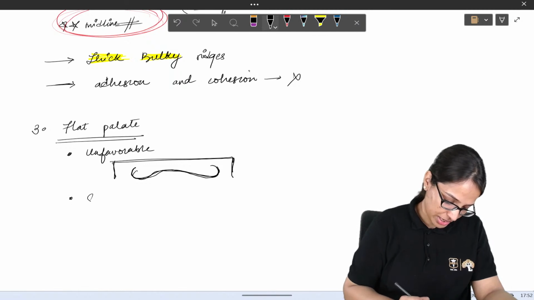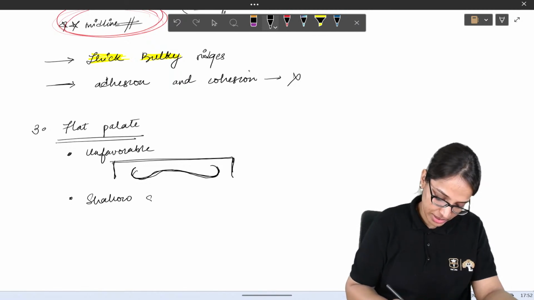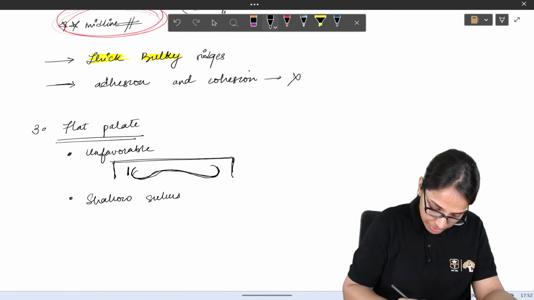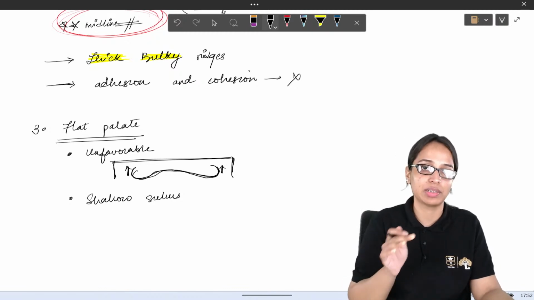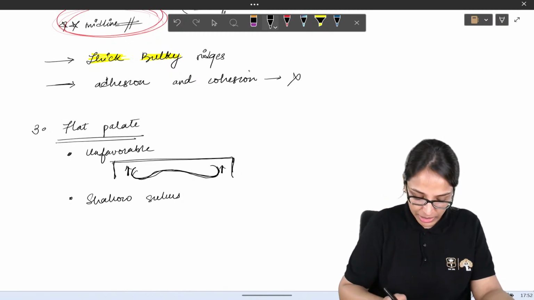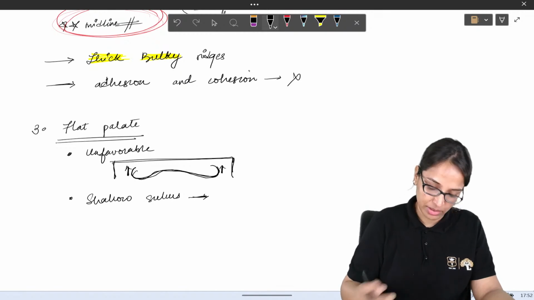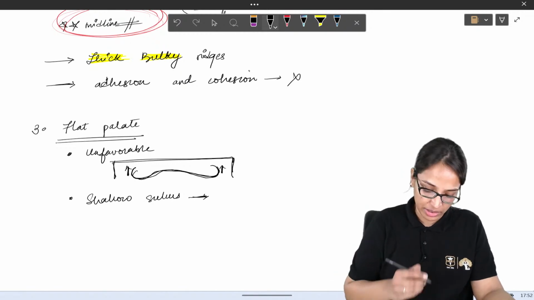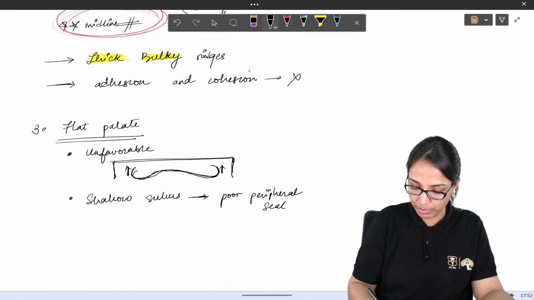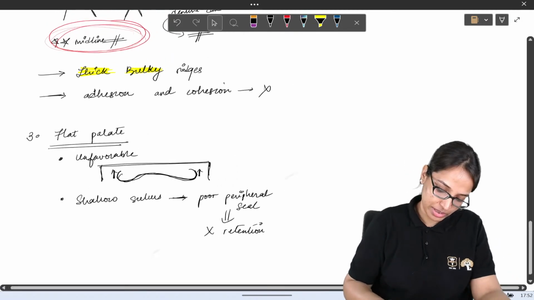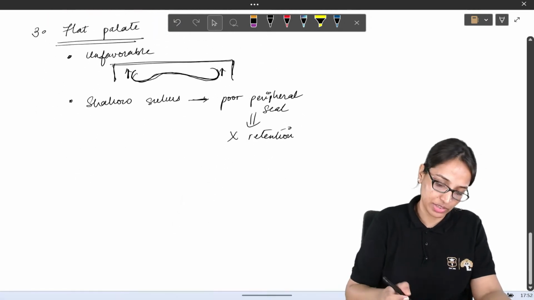So shallow sulcuses are present here mainly. Because there is no vertical height of ridges, you will not see much height of the sulcus. You can have width of sulcus, but height will not be present. The reason is the height of the ridge is not there. This will lead to a poor peripheral seal. So when poor peripheral seal is there, you will have compromised retention in these cases, right? So that is for your flat palate that needs to be considered.